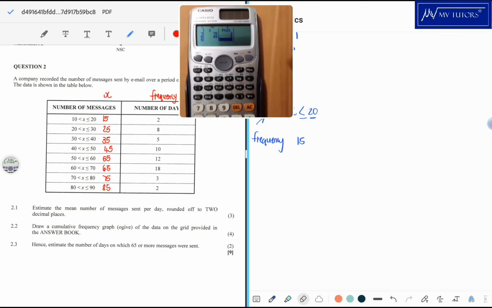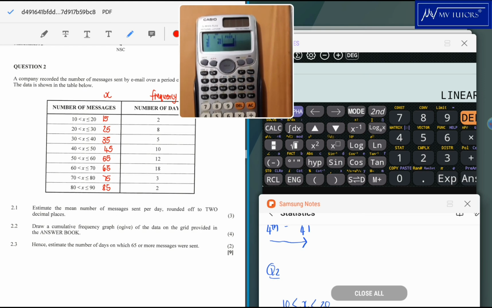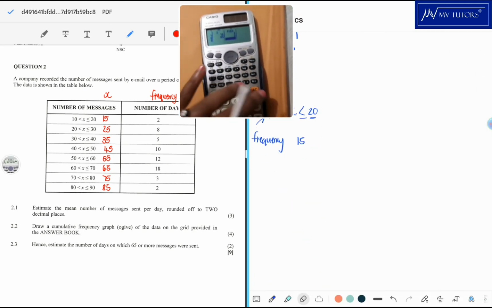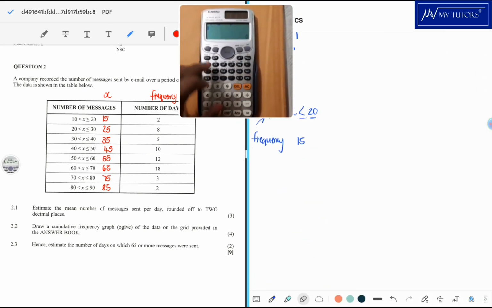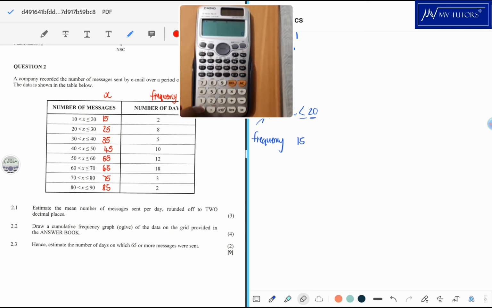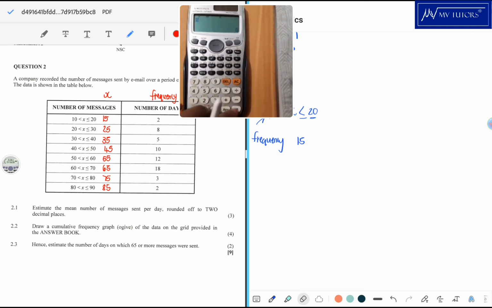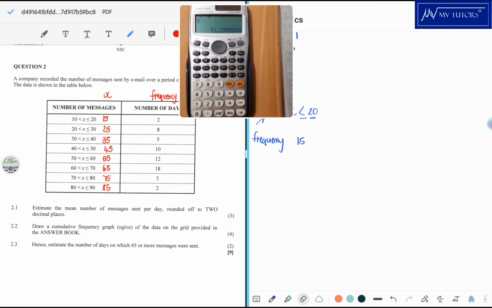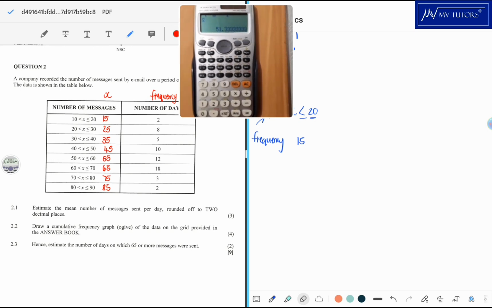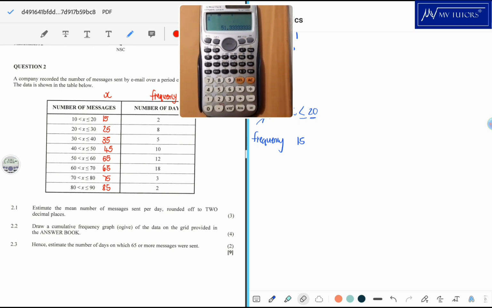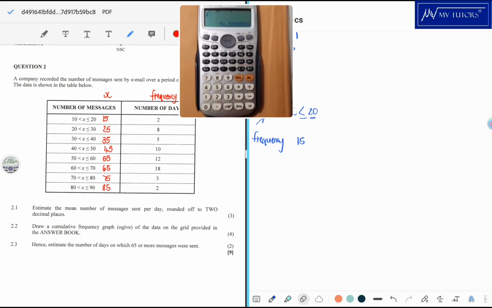If you want to get the mean, you just go AC and then shift 1 for stat, then 4 for variance, and then 2 for mean. So your mean is actually 51.333. That's the quick way to do it. I'm going to show you the long way of doing it.